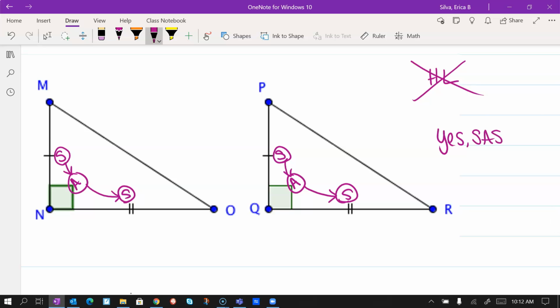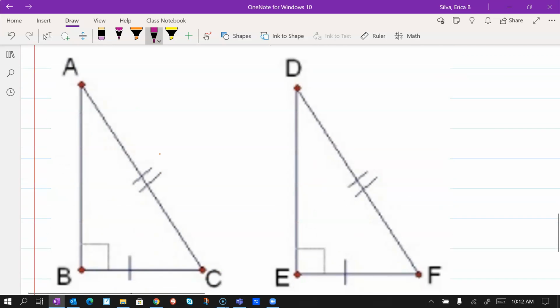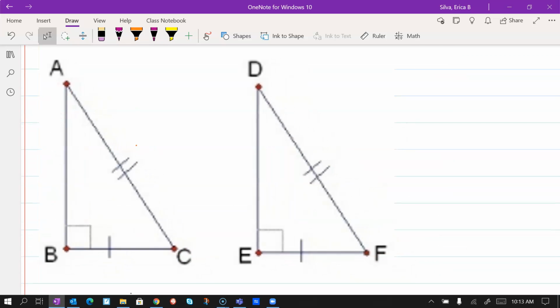All right, let's go on to the last example. Go ahead and copy this down at home. We have another right triangle. So first, let's check for hypotenuse leg. So are their hypotenuses congruent? Yeah, so right triangle, right triangle. Hypotenuse is congruent. And are one of the legs congruent? Yes, the leg and leg. So we can say that these two triangles are congruent by hypotenuse leg.